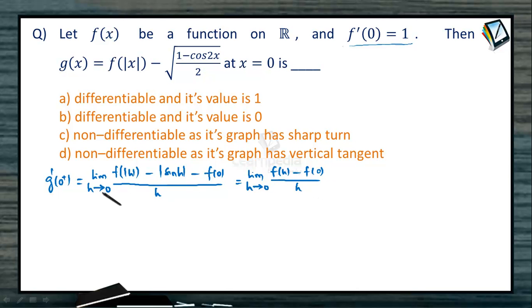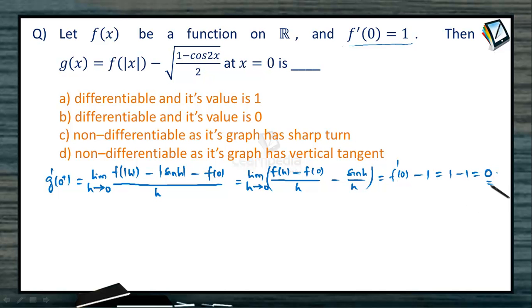How is sin h? As h is on the right side of 0, in the first quadrant, sin h is positive. So this is minus sin h by h. Now if you look at both the parts of this, they are already known values to us. This limit f of h minus f of 0 by h as h tends to 0 is nothing but f dash 0, right? Minus, what is this value? Limit h tends to 0 sin h by h. Yes, that is 1. But what is f dash 0 given? That is 1, and 1 minus 1 is 0. The right hand derivative of g at 0 is 0.